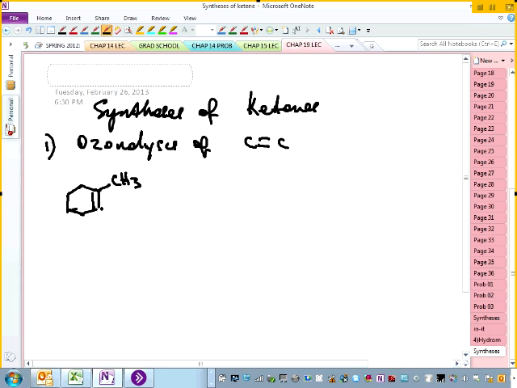the carbon-carbon double bond, all the carbons of the carbon-carbon double bond must have no hydrogen atoms attached to them in order to form a ketone. So in this case, we are going to form a diketone. We will cleave this here. So this is not a new reaction to all of you, so it should be familiar. Hopefully this is some kind of review to everybody here.